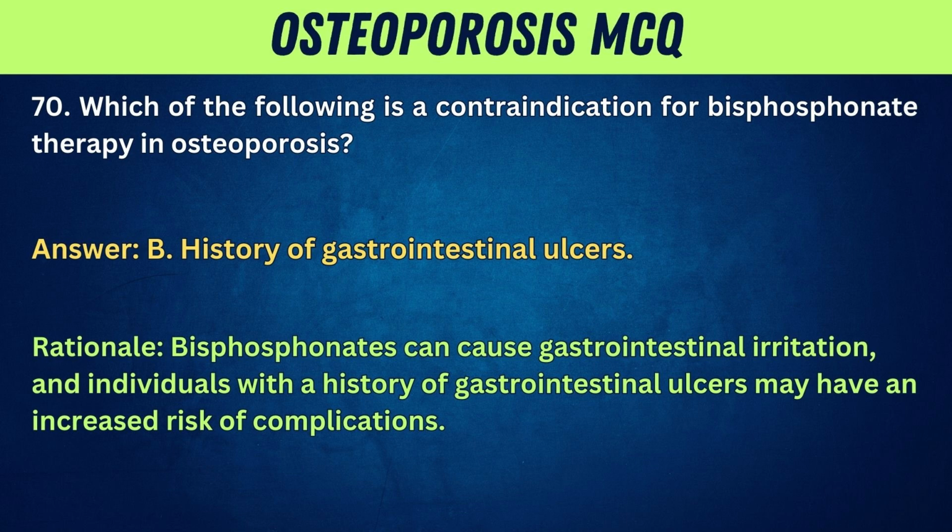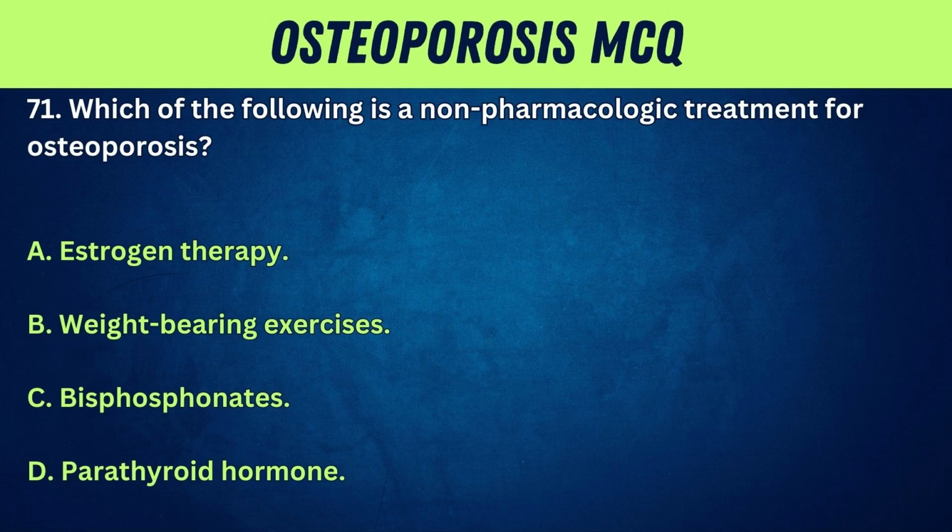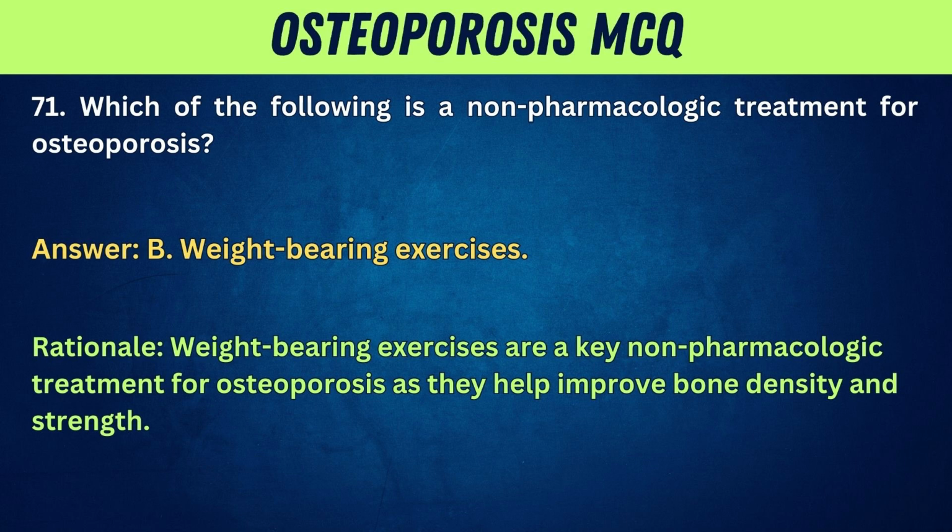Rationale: bisphosphonates can cause gastrointestinal irritation, and individuals with a history of gastrointestinal ulcers may have an increased risk of complications. 71. Which of the following is a non-pharmacologic treatment for osteoporosis? A. Estrogen therapy. B. Weight-bearing exercises. C. Bisphosphonates. D. Parathyroid hormone. Answer: B. Weight-bearing exercises. Rationale: weight-bearing exercises are a key non-pharmacologic treatment for osteoporosis as they help improve bone density and strength.